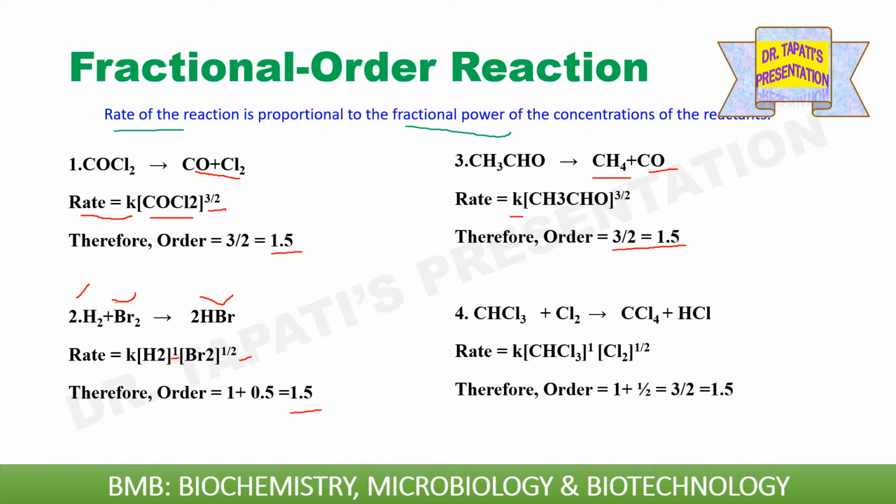When CHCl3 and Cl2 are substrates, products are CCl4 and HCl. In that case, rate of the reaction is K into CHCl3 power of 1 into Cl2 power of half. So order of the reaction is 1 plus 1 by 2, that is equal to 3 by 2 or 1.5. So these are the examples of fractional order reaction.